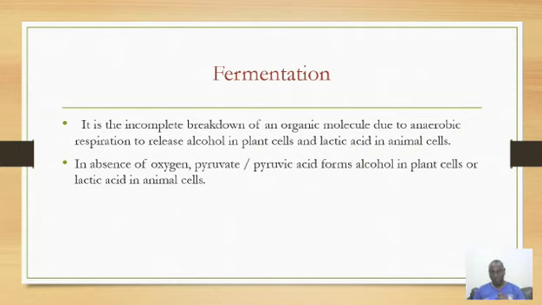Therefore, pyruvic acid will form products, namely alcohol in plants and lactic acid in animals. That whole process is what we are calling fermentation. In absence of oxygen, the pyruvic acid or pyruvate is broken down into alcohol in plants and lactic acid in animals.